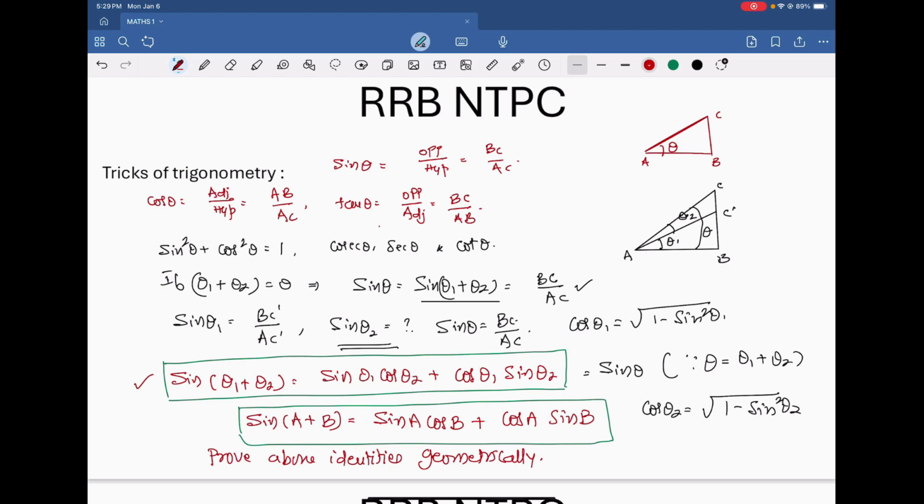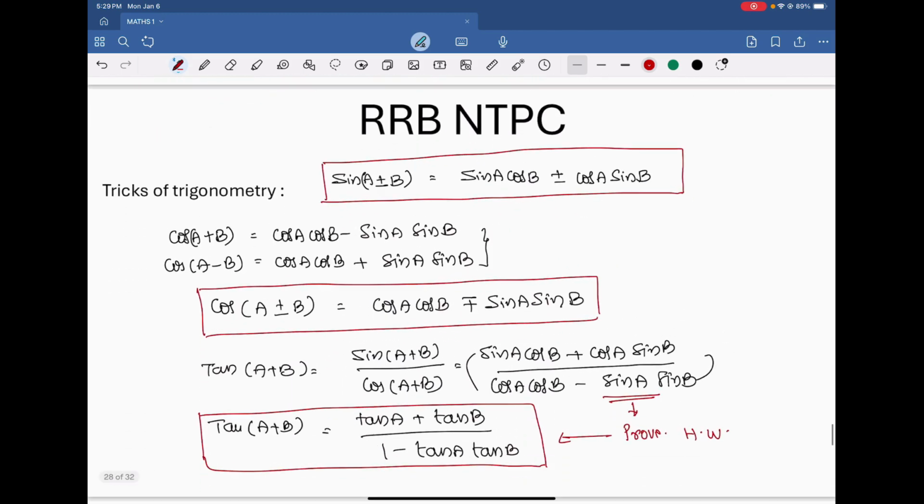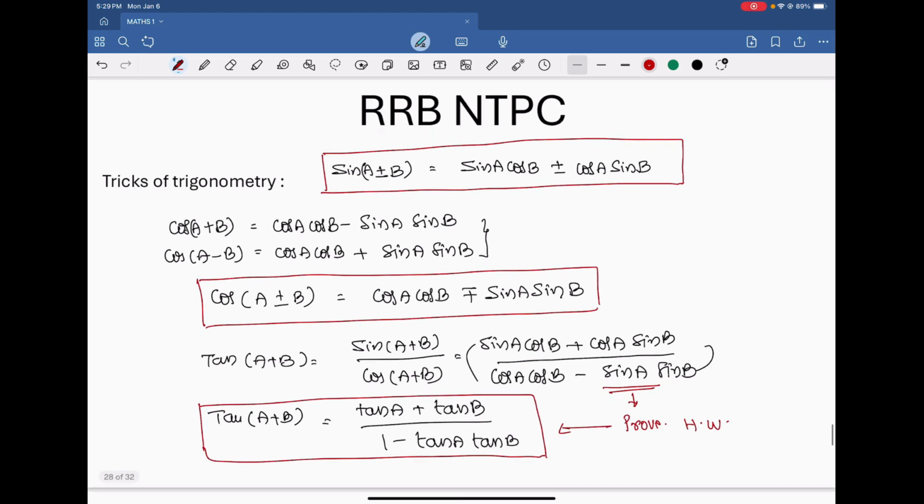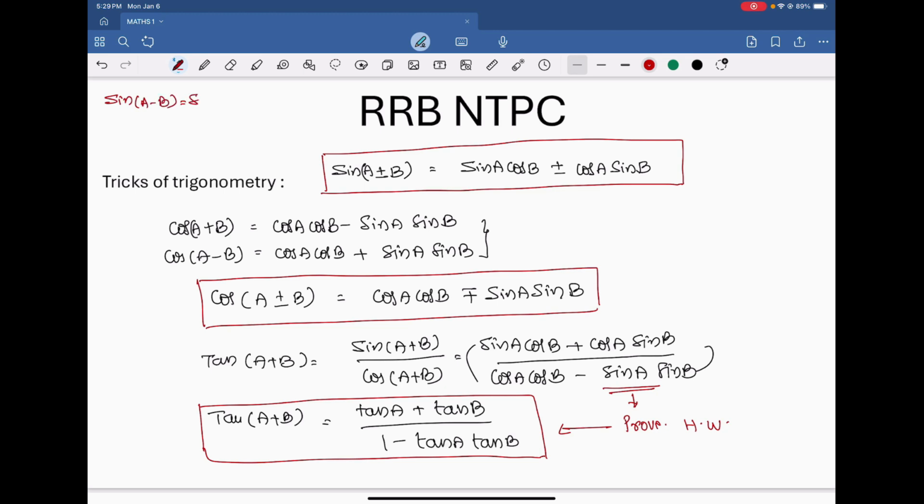Similarly, sin(A plus or minus B) is equal to sin A cos B plus or minus cos A sin B. And cos(A plus or minus B) is equal to cos A cos B minus or plus sin A sin B. And in sin(A minus B), if you want to expand alone, sin(A minus B) is equal to sin A cos B minus cos A sin B.